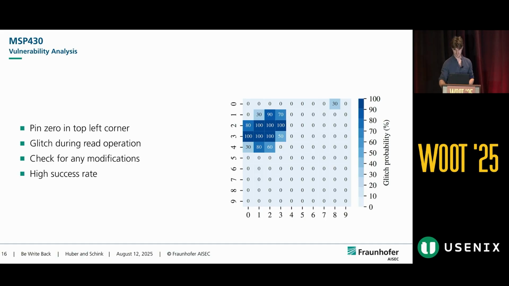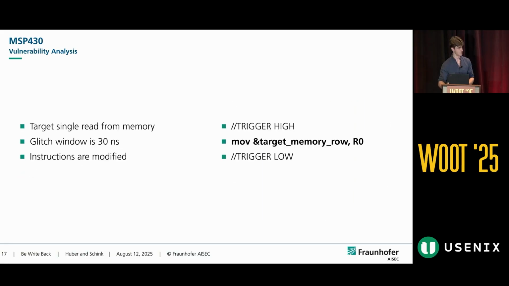Okay, now that we got the location for the EMFI setup, we want to get a bit more into our time frame for the glitch. So we target a single memory row that is really basic. We have a trigger. Then we have an instruction which just copies content from the memory row to a register. And then again, we have our trigger routine. And it turns out that our glitch window is roughly 30 nanoseconds wide, where we can repeatedly apply our fault injection.